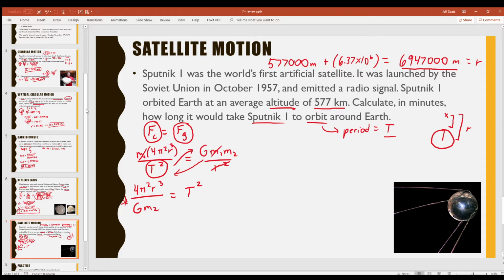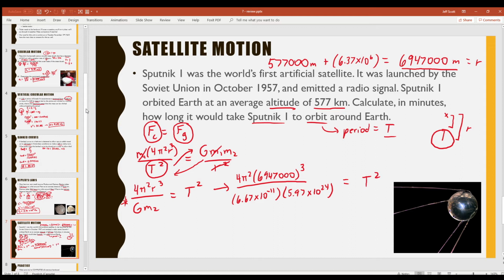Throwing all these numbers in here is going to give us, I'll just do it on this side over here, 4 pi squared, and then r, which is 6,947,000. And we're going to cube that and divide it by 6.67 times 10 to the negative 11 times m2, the mass of the Earth, which is 5.97 times 10 to the 24. And remember, that whole thing still equals t squared.